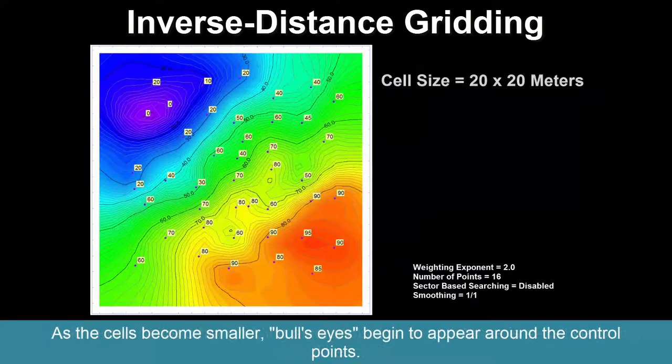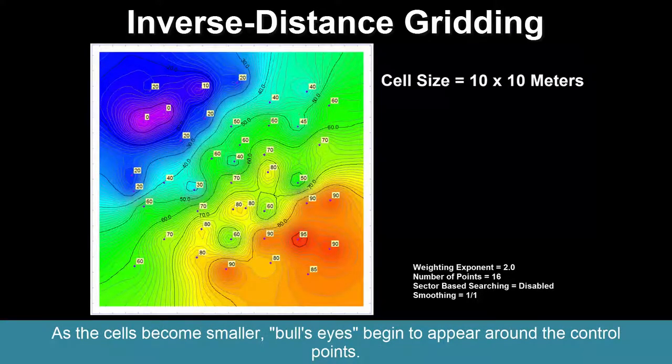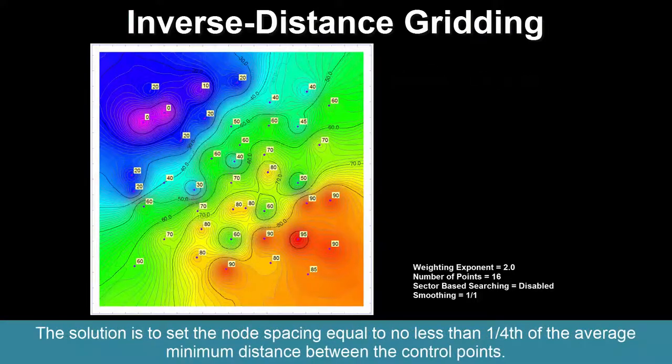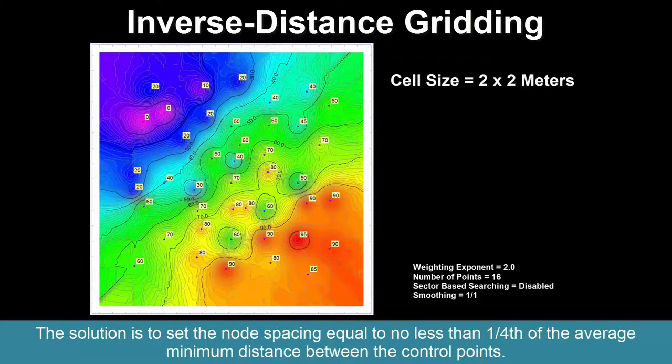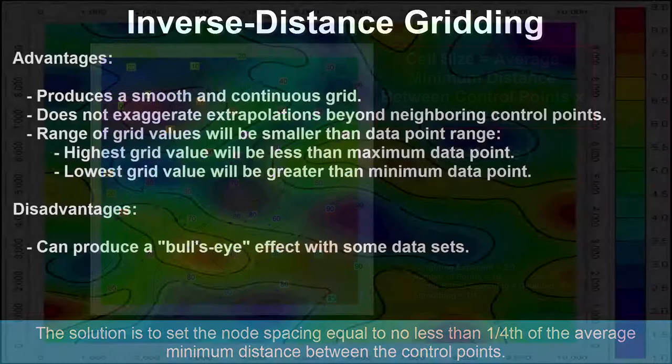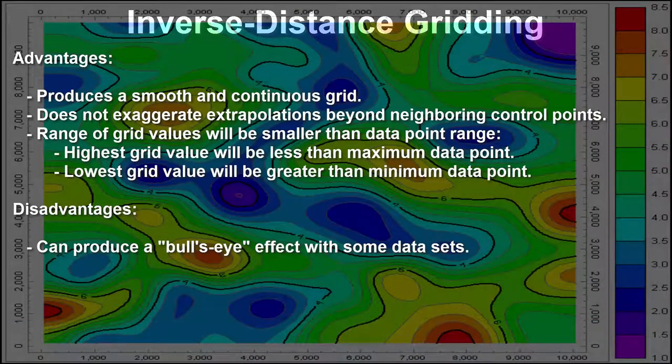As the cells become smaller, bullseyes begin to appear around the control points. The solution is to set the node spacing equal to no less than 1/4 of the average minimum distance between the control points. Advantages? When used properly, inverse distance gridding produces a smooth and continuous grid.